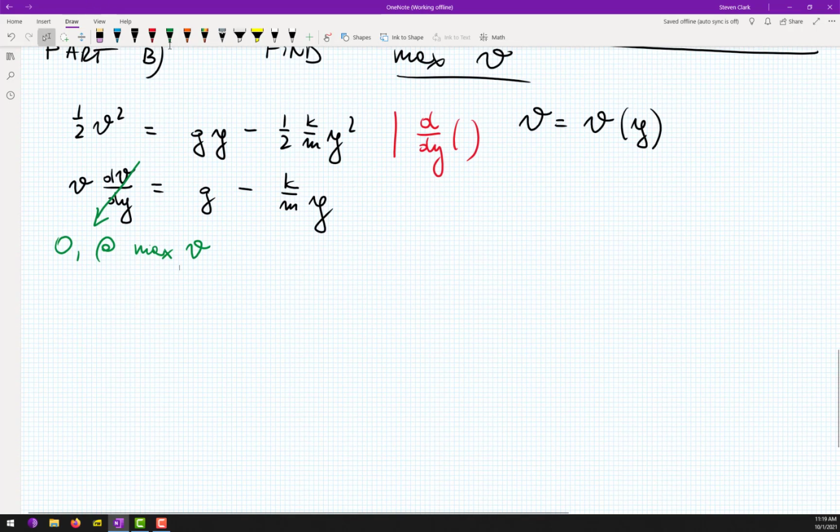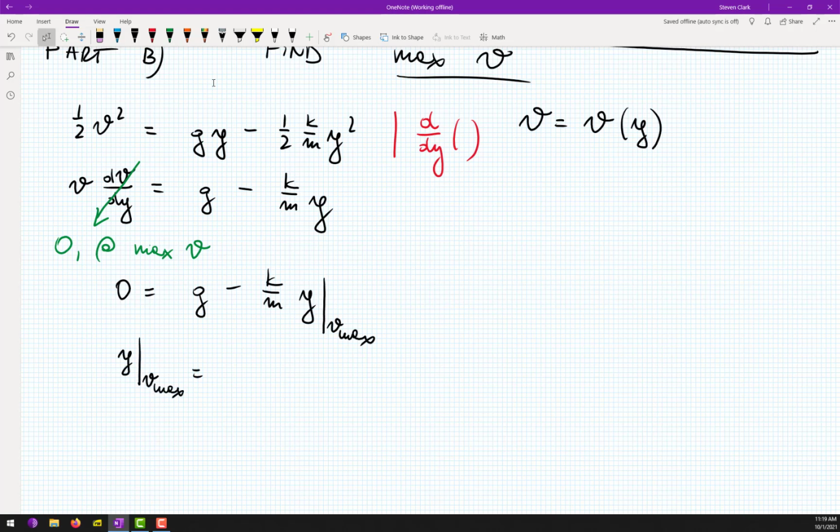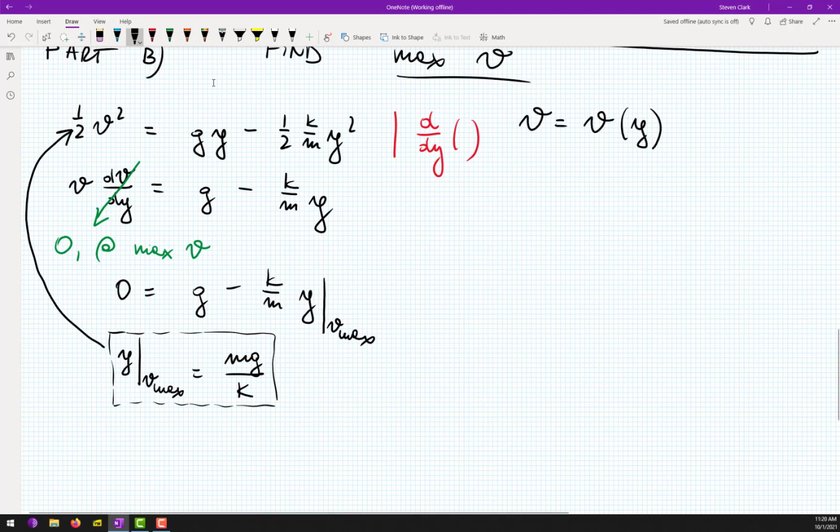So I think that we can write something like that. 0 is equal to g minus k m y obtained at velocity max. And we can see that y at velocity max is equal to mg divided by k. Okay, Sam, do you mind if I ask you for the next step? Perfect. Exactly. Thank you, sir.